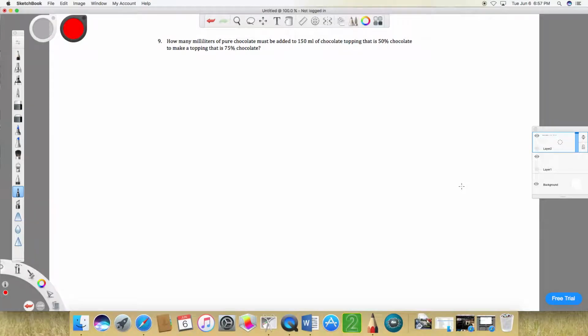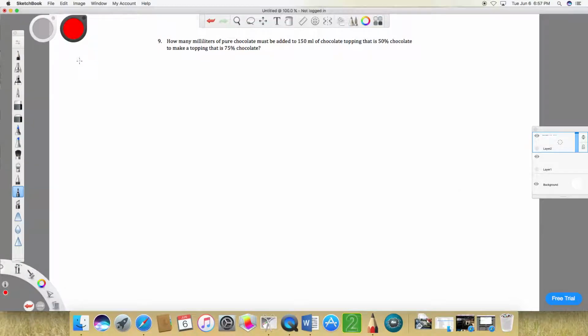Let's take a look at this word problem. It's a mixture problem. I want to do it by two different methods, by the bucket method and by the seesaw method. How many milliliters of pure chocolate must be added to 150 milliliters of chocolate topping that is 50% chocolate to make a topping that is 75% chocolate?